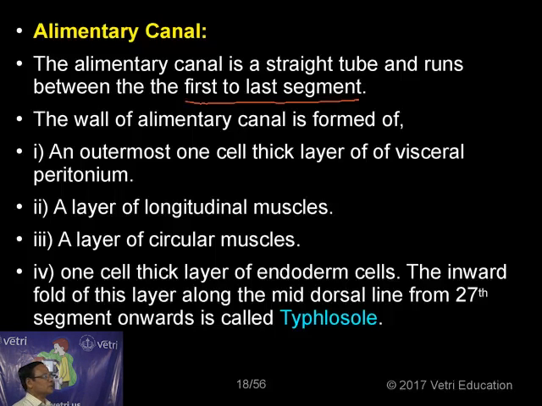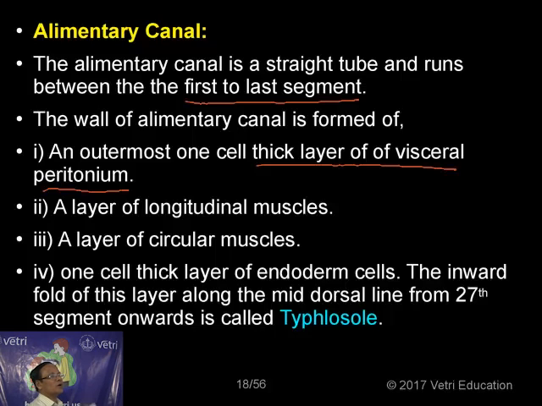The wall of the alimentary canal is formed of a thick layer of visceral peritoneum. That is what is called the coelomic epithelium. Then we have outer longitudinal muscles and inner circular muscles. As in the case of body wall, we have to go from outside to interior. So the outer one is formed of peritoneum, a coelomic epithelium formed of squamous epithelial cells, followed by outer longitudinal and inner circular muscles.